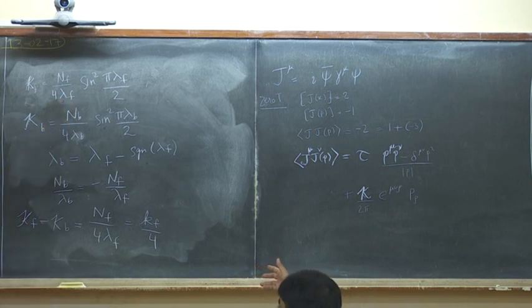No, NF is the number of colors for the fermion. Number of colors. Oh, colors, not flavor. There's just one flavor. Yes, sorry. NF is SU(NF). The gauge group is SU(NF) and SU(NB). I'm just keeping it different because of the thing.